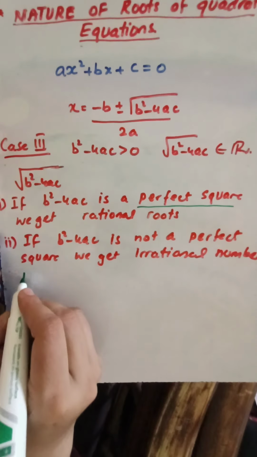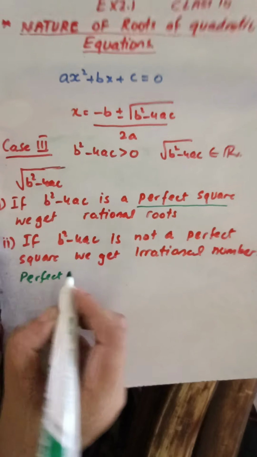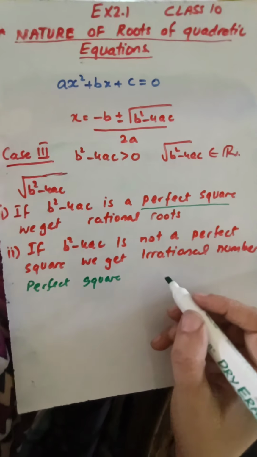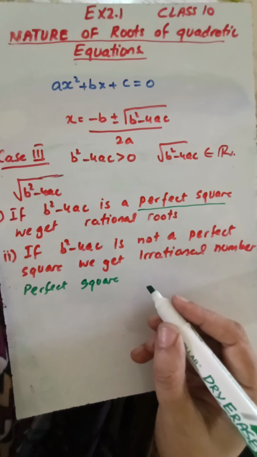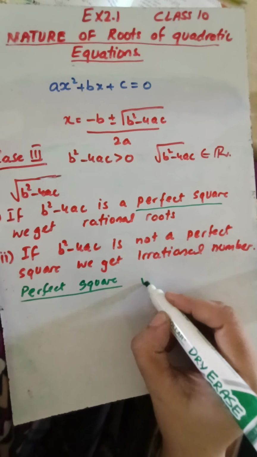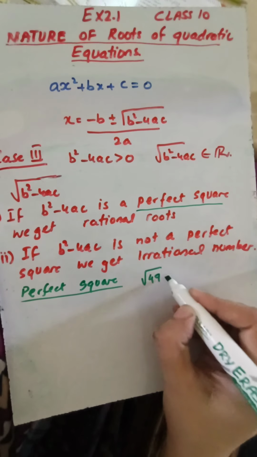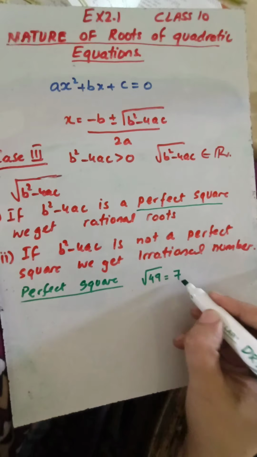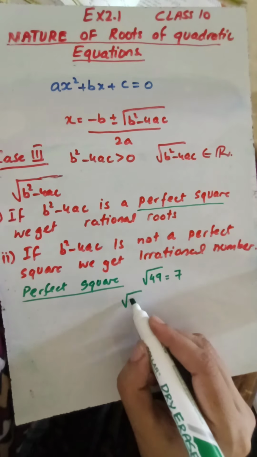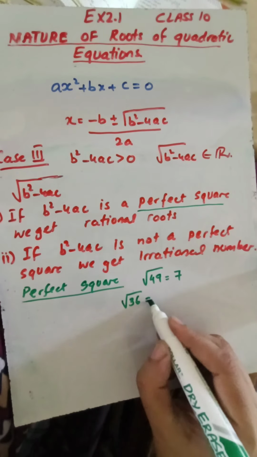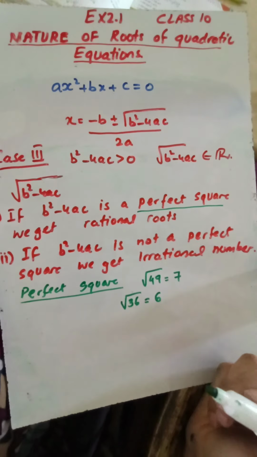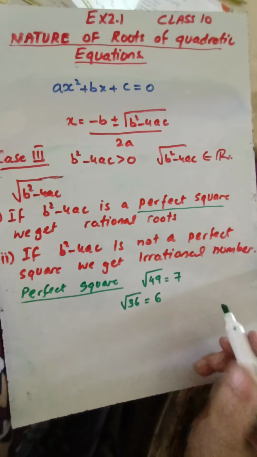Now, perfect squares are those numbers for which we get a whole number when we find their square root. For example, 49 is a perfect square because its square root is 7, and it is a whole number, not a decimal number. Root 36 is a perfect square because its square root is 6, which is a whole number.